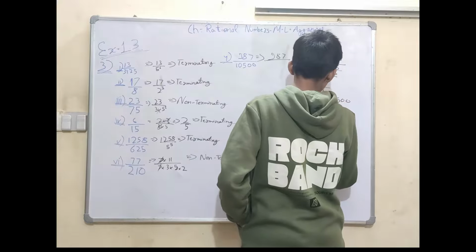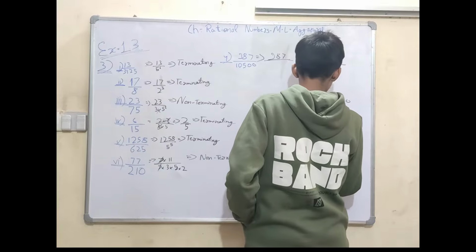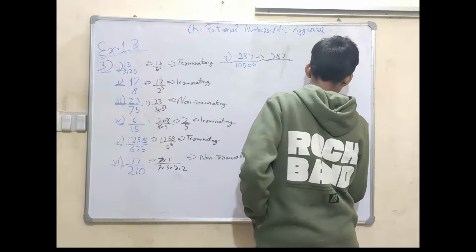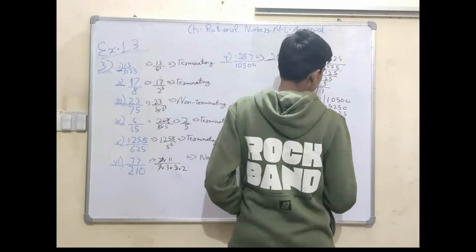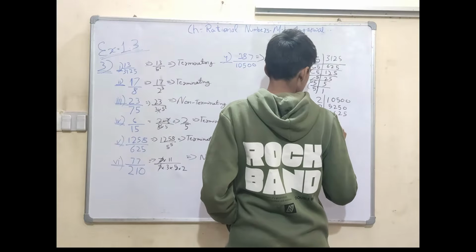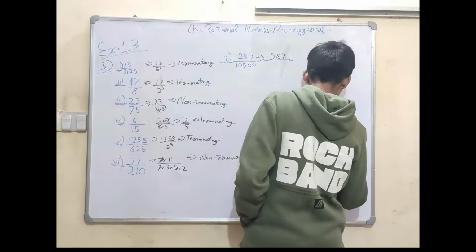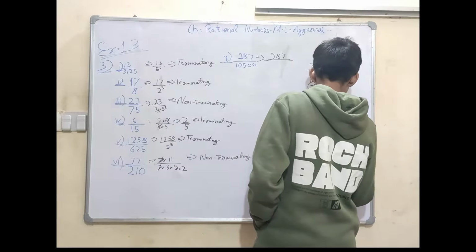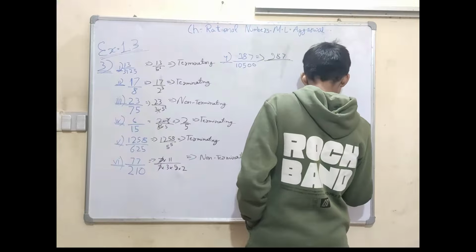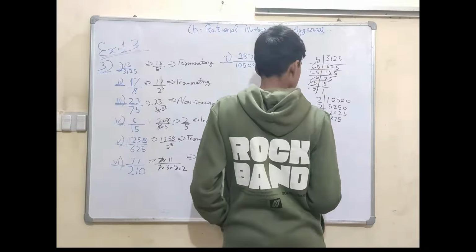10500, when we divide it by 2, we get 5250. Divided by 2, we get 2625. Now it's not divisible by 2, so we will try by 3. So it's divisible by 3. 8 3s are 24, 2 carry 2, 2 7s are 14... it's 875.